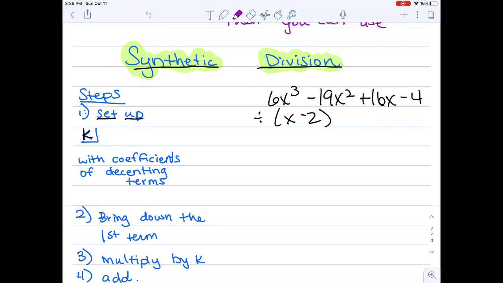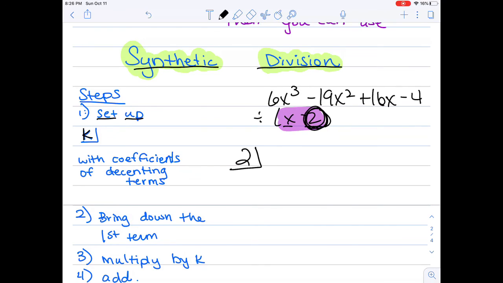We're going to check our divisor. Do we have it in x minus k form? This is. Our value for k is 2. It's whatever comes after the minus sign. So again, if you saw x plus 2, it'd be a negative 2.